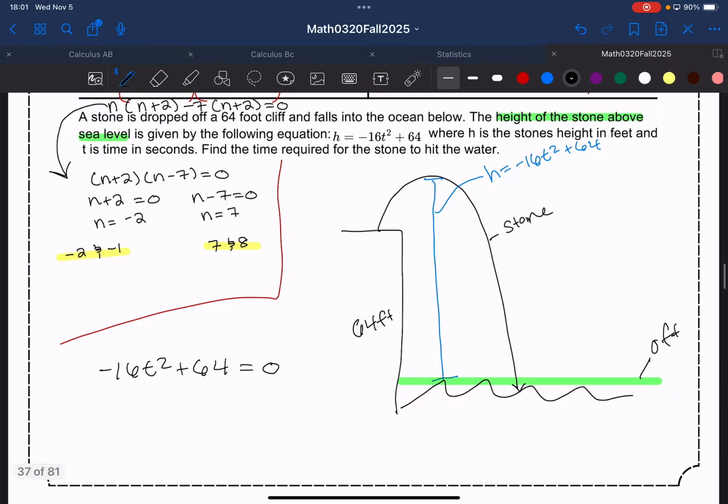So then from here, this tells us that we need to try to factor this. But before we can factor it, we need to see if we can take out a GCF. And can we take out a GCF? What can we take out?